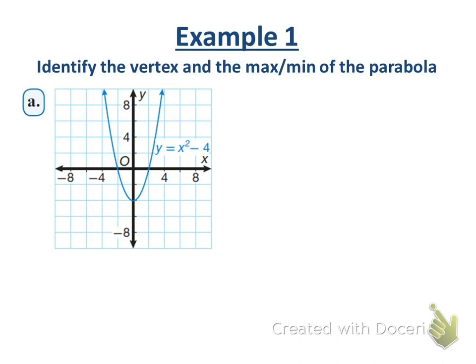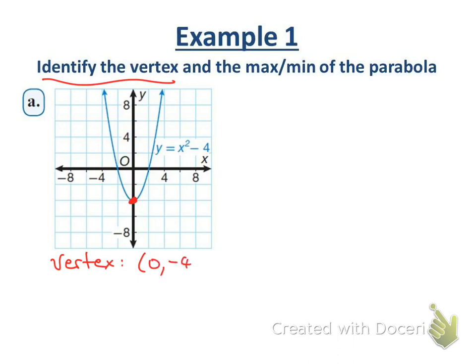Now this says to identify the vertex and the maximum or minimum value of the parabola. Is this going to have a max or a min? Minimum. It's going to have a min, right? Because a is clearly positive. It opens up. It's got a low point. It's a minimum. What is the vertex? Now the vertex is a point, right? So we're looking for this point right here. A point has an x value and a y value. So the vertex is 0, -4.